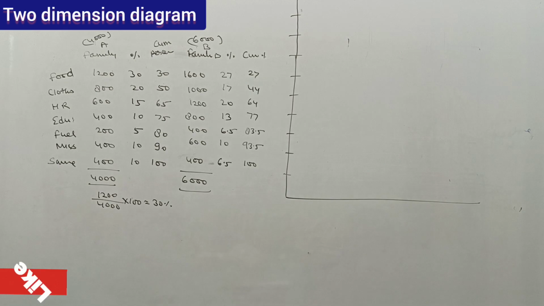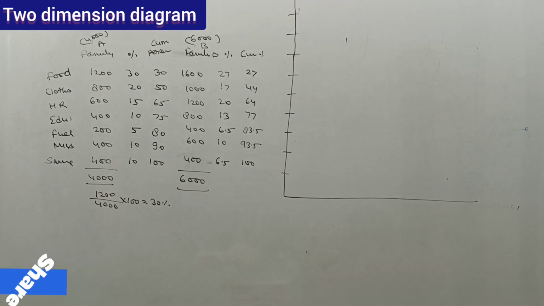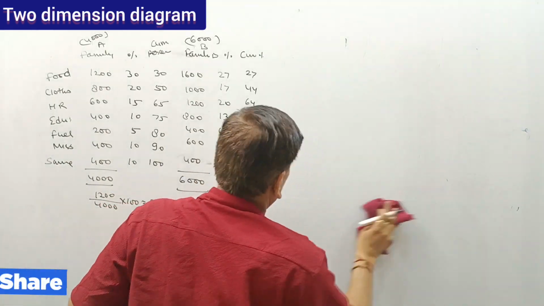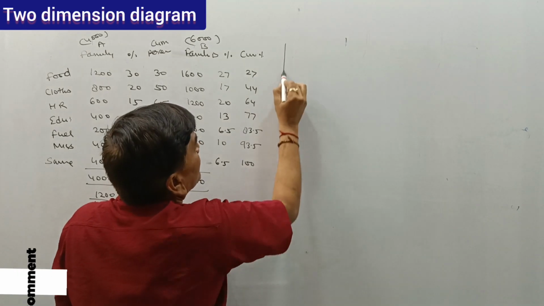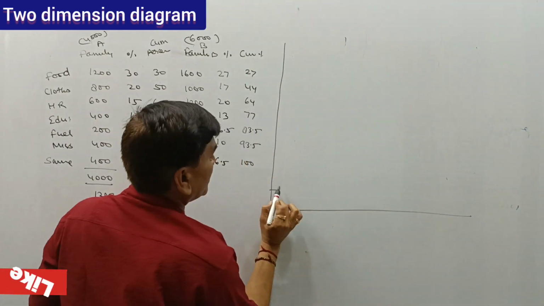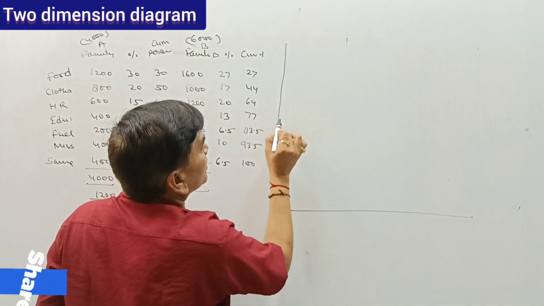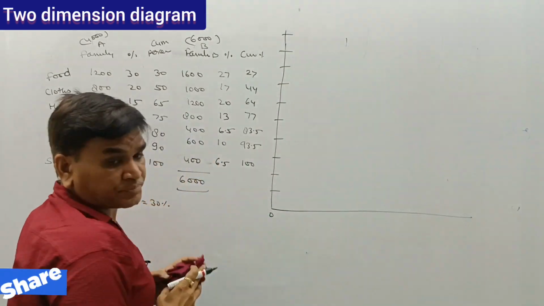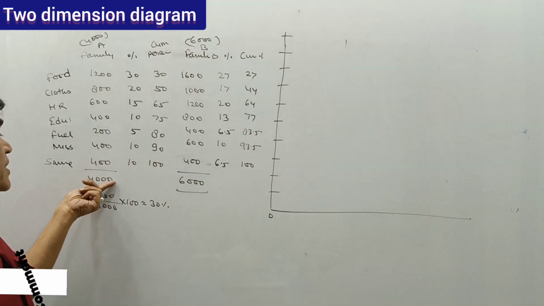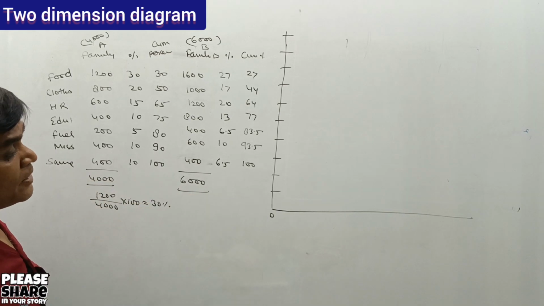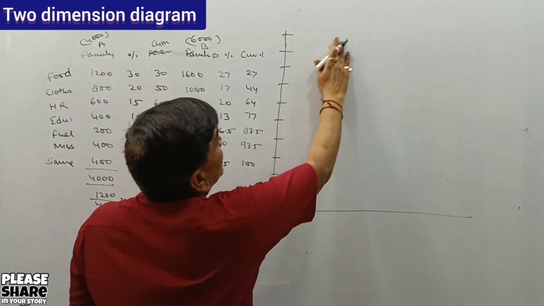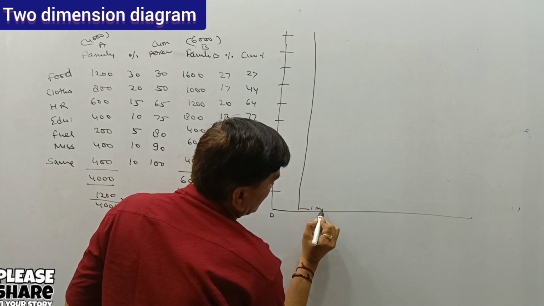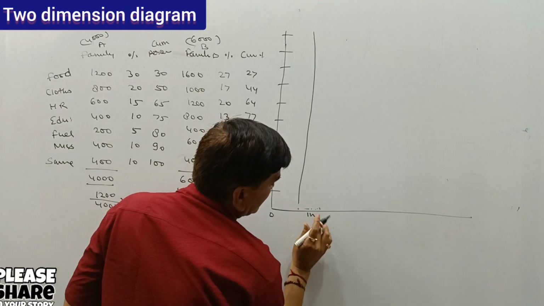Firstly, I should check whether it is included in our graph or not. So we have to keep some change. Here 10, 20, 30, 40, 50, 60, 70, 80, 90, 100, and 0. Here 400, here 600. So for 4000, I am having 1, suppose 1 inch. The width is 1 inch.